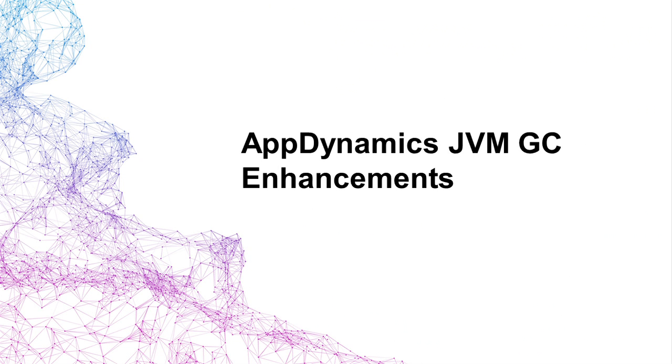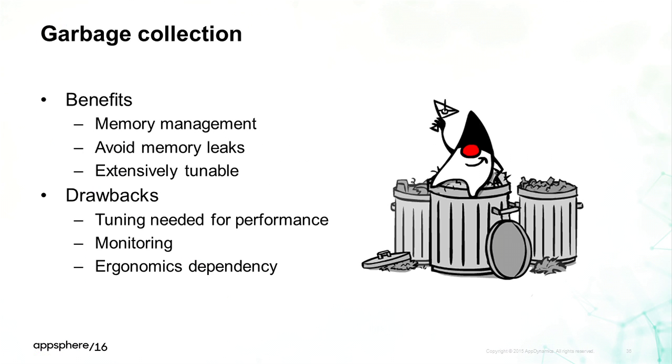So what are we doing to further our JVM visibility into garbage collection? At a real high level, why is garbage collection important? I think most folks here are extremely technical and would obviously know this, but the big benefit is memory management. It helps you avoid memory leaks. You can have memory leaks in the JVM with garbage collection, but it helps you avoid a lot of them with this capability. And it's extensively tunable.